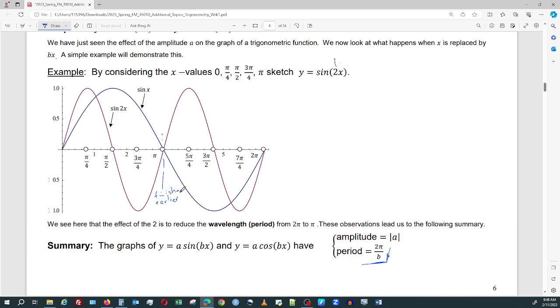So it finishes earlier. Okay. So that means this one's still going, sin x is still going, and the other one, the red one's finished. Oh, that's already done. So that's the effect of increasing this. And what about if it's fractional? What does that do? So instead of finishing earlier, it'll be finishing later.